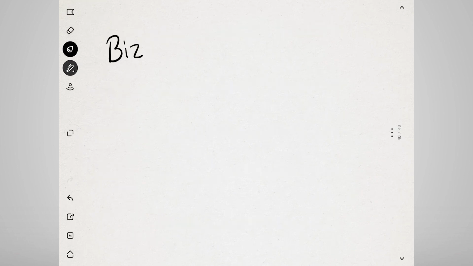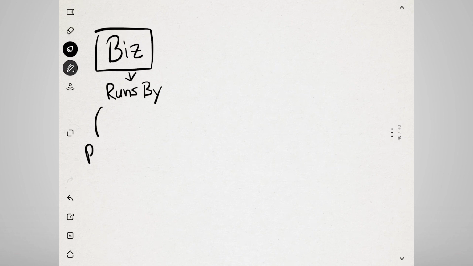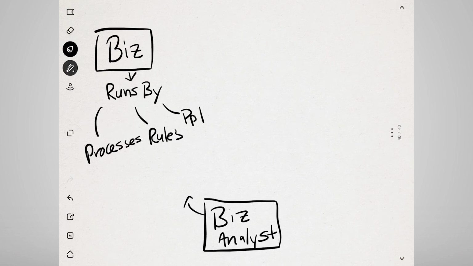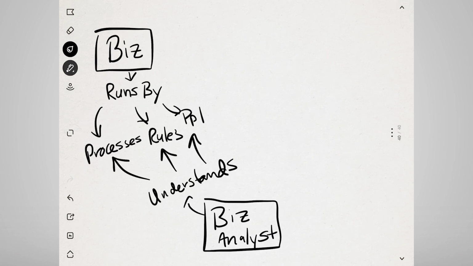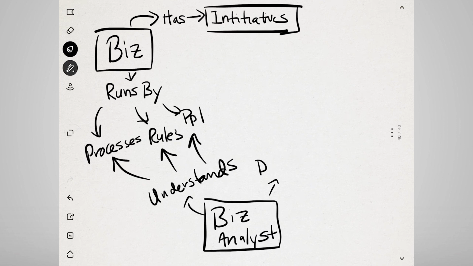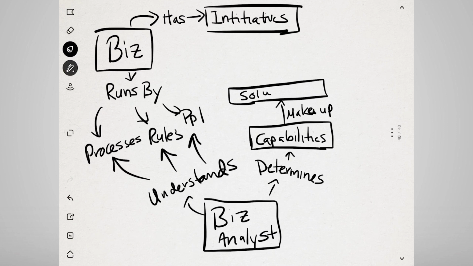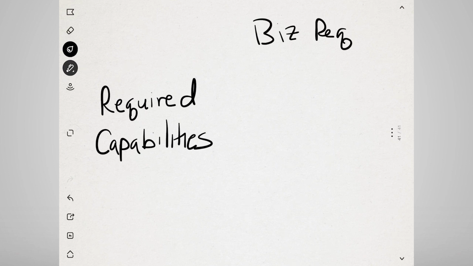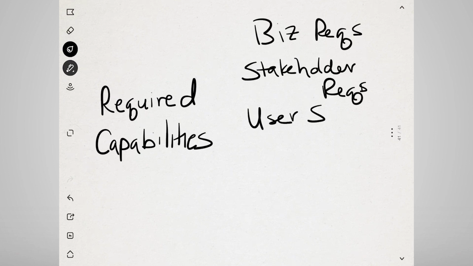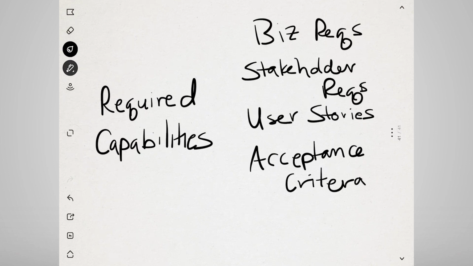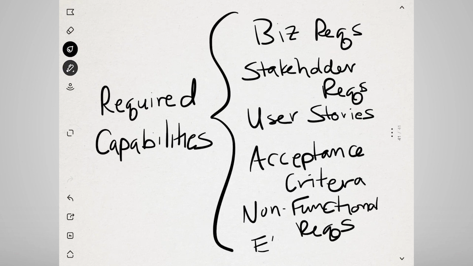So, just to recap, as a business analyst, your job is to be able to analytically comprehend a business and its processes and rules so that when it has new initiatives or projects, you can effectively elicit and document the required capabilities to meet the goals of the initiative with business requirements and features that break down into stakeholder requirements or user stories, down to functional requirements, acceptance criteria, non-functional requirements, and sometimes transition requirements.